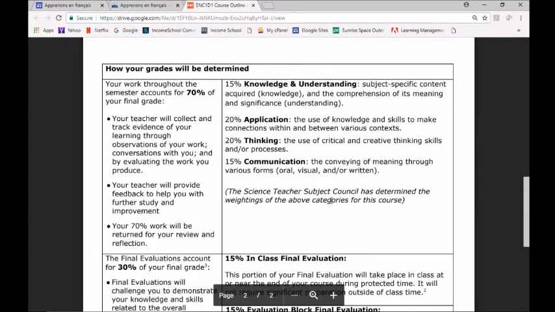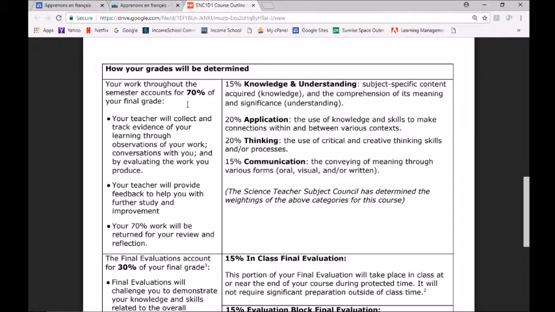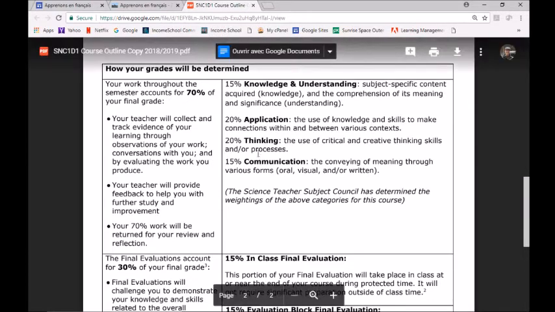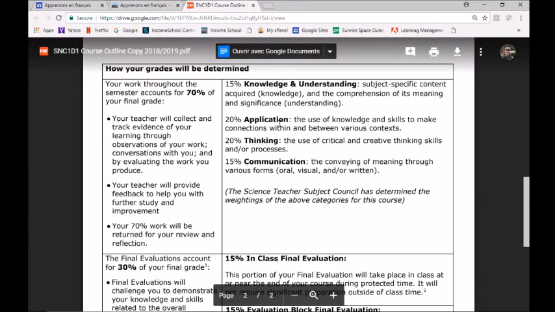Now, how will your mark be determined? The work we'll do during the semester will make up 70% of the final grade, and that will be all the work we do in class: presentations, lessons, tests, projects, and so on. And we will consider 4 criteria. First is knowledge and understanding. So do you know what we're talking about given the unit we'll do? The second part is how we apply our knowledge to specific situations.